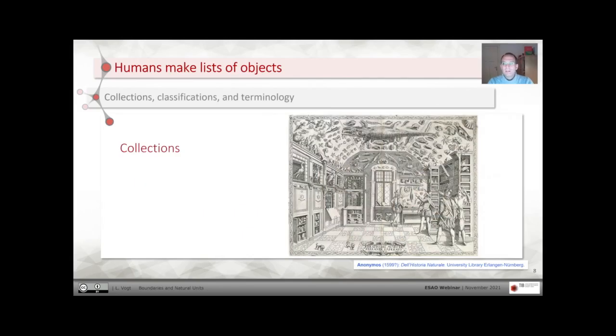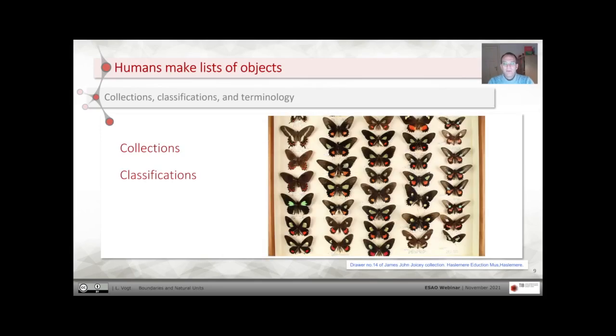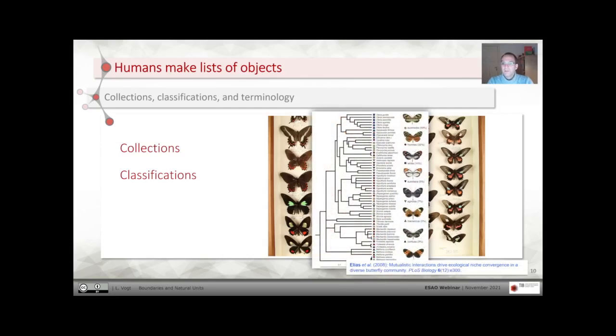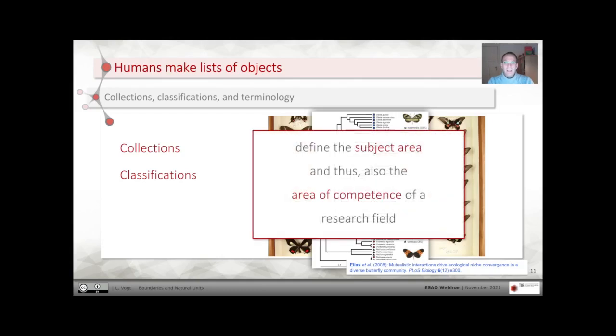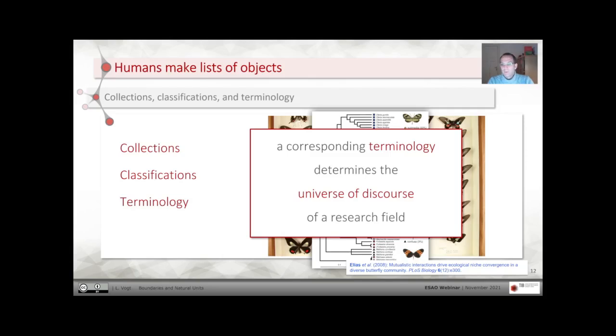And these collections play a very important role in all kinds of empirical research. They provide the empirical ground for developing classifications, like here, classification of species based on the classification criterion of common evolutionary history. And these classifications also define the subject area, and therewith also the area of competence of a research field. Together with the corresponding terminology, they determine the universe of discourse of a research field.